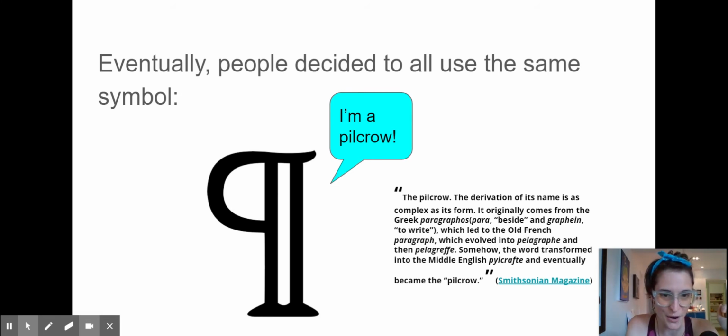Paragraph, that's where we get the word paragraph, which means beside and to write beside, because you write this little symbol beside your writing. And then this led to the French word paragraph, which then became something else again, which somehow transformed in Middle English into pillcraft. And then it became pilcrow. Language is crazy.